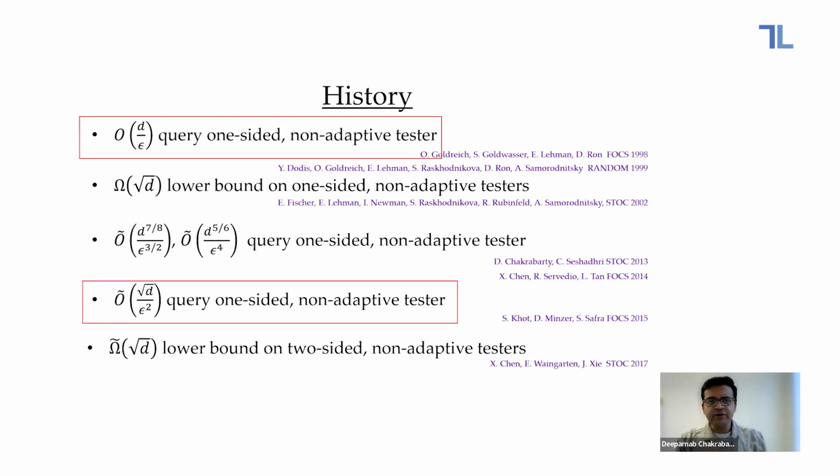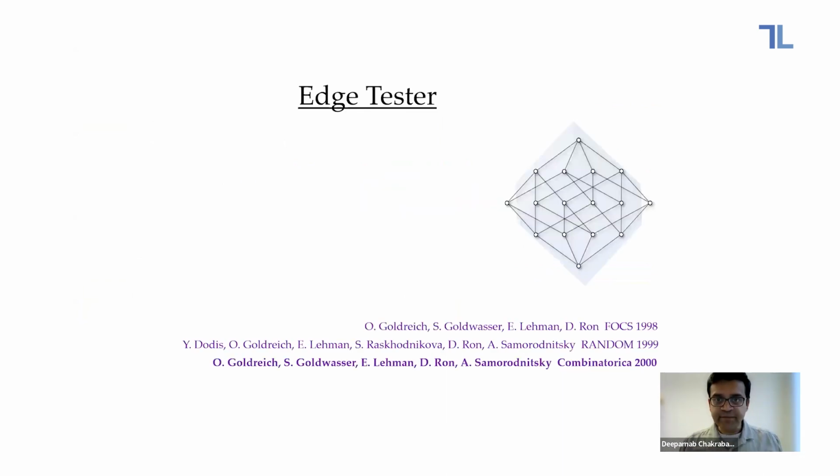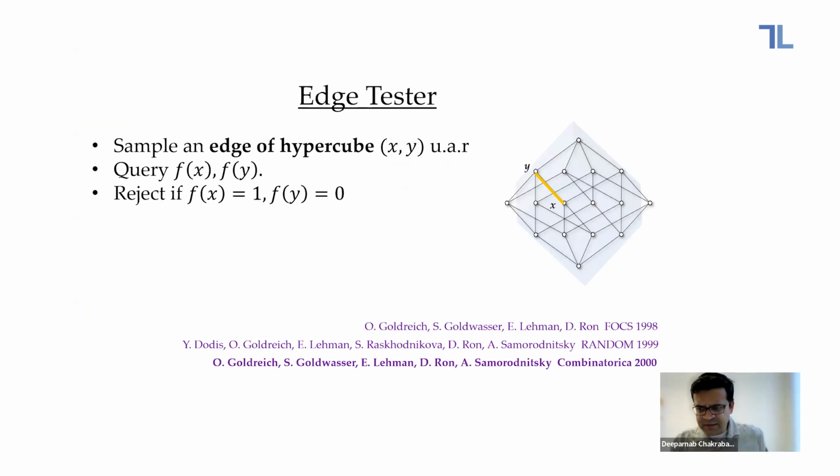Okay, so that's the history. Let's get to this very nice tester called the edge tester. Again, the problem is I have this function defined on the Boolean hypercube. It's a Boolean function, and if it is monotone, I want to say yes all the time. If it's not monotone, I want to say no. And the tester is the simplest tester you can think of. You can think of the hypercube as a graph, so you sample an edge of this graph uniformly at random.